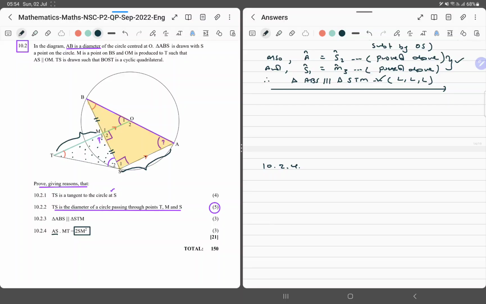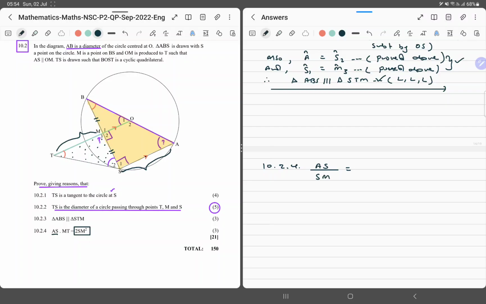Now we're going to start and say essentially AS, if we like, over. Now AS is going to be over. Remember, AS is opposite angle B in the yellow triangle. That angle is equal to angle T. So the side opposite that angle is SM. So we're going to say SM is equal to.